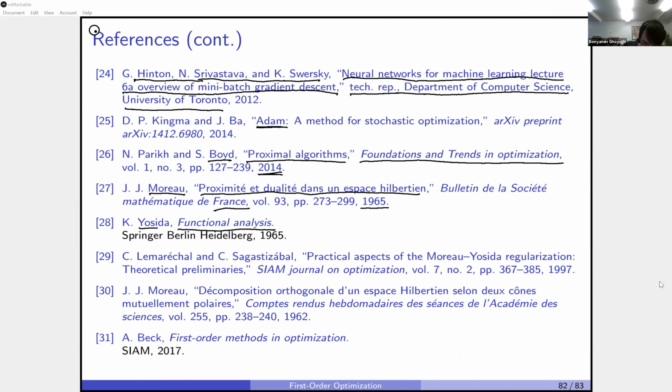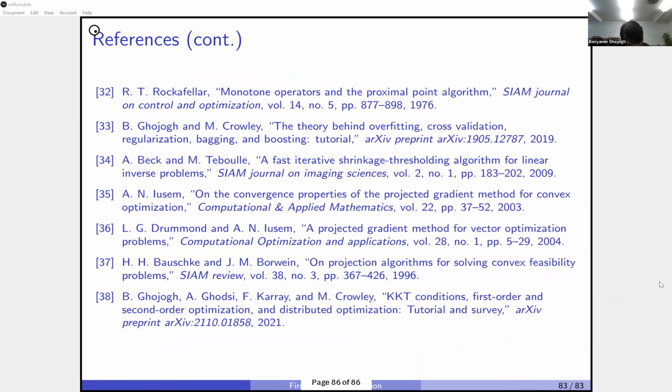Functional analysis, you can look it up. It's by Yosida, and it's a book from 1965. This is Moreau, a paper on Moreau-Yosida regularization, published in 1997. Again, Moreau was a famous and important scientist in optimization and mathematics. You can see this is also not in English. And also a tutorial on first order methods in optimization by Beck. I think this is the last slide in this slide deck.